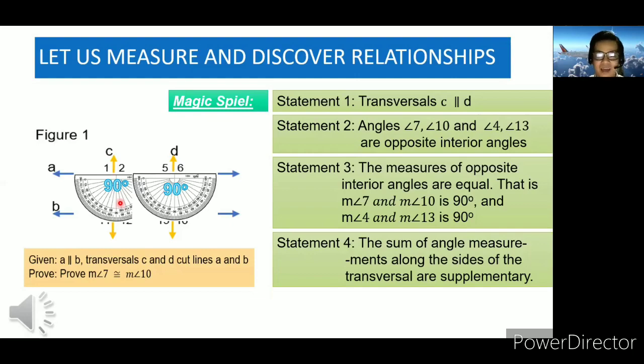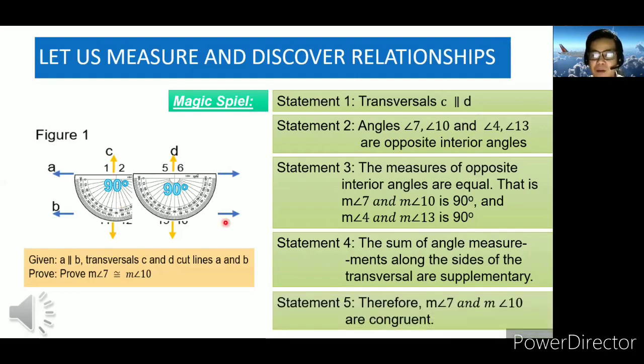So that's it. Now, for your statement number 5 as your conclusion: therefore, the measure of angle 7 and the measure of angle 10 are congruent. Yes, that's right. Okay, now, let's try another one.